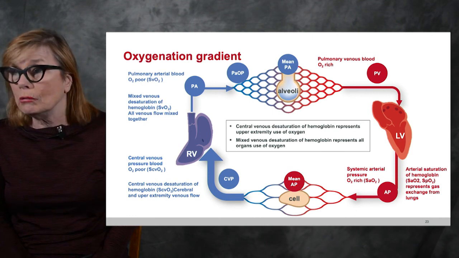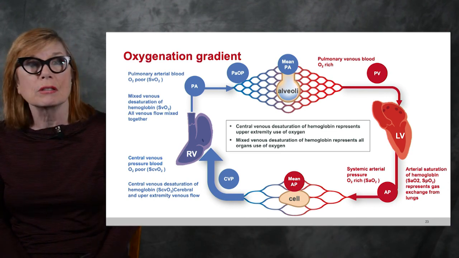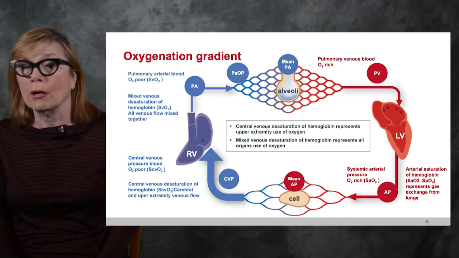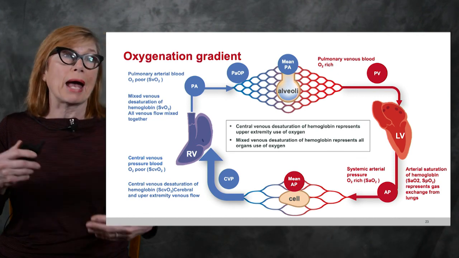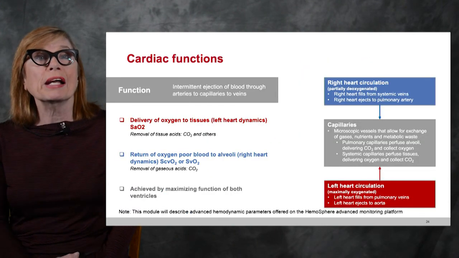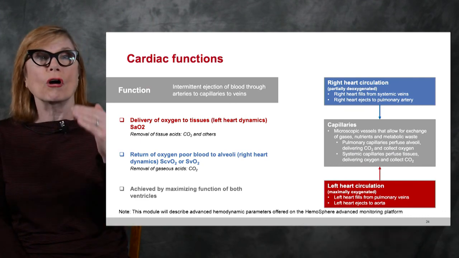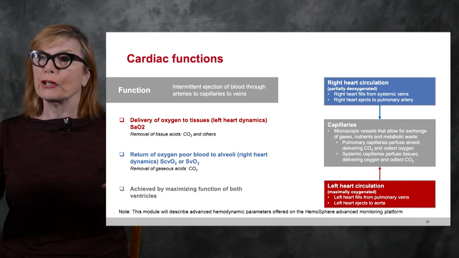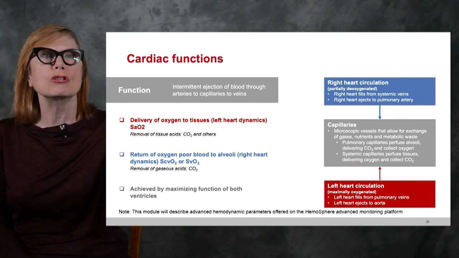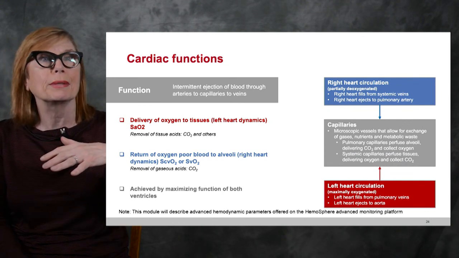Normal SCVO2 is 65 to 85% saturated hemoglobin, and normal mixed vein is 60 to 80% saturated hemoglobin, which means if I went out at 100% and I come back at 80, I use 20% of my oxygen. Okay. So we think about those cardiac functions. We remind ourselves that the role of the left heart is to fill from the pulmonary veins, to contract and eject blood flow into the aorta, and to deliver oxygen to the tissues. In addition to that, of course, is removal of tissue acids and carbon dioxide.